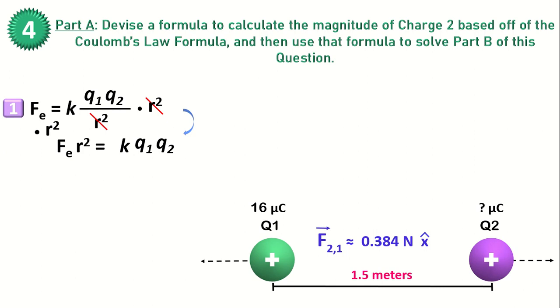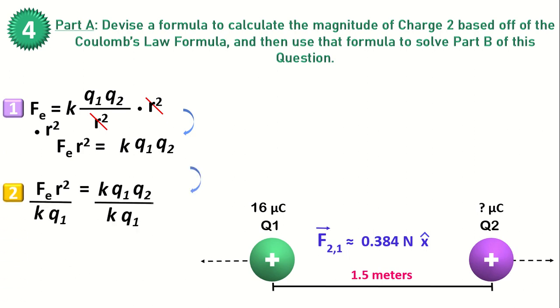Now, to solve for Q2, which is on the right side, all we have to do is simply divide by K times Q1, right? We just have to divide by that term, and then we'll be left with Q2. So on the right side, K times Q1 over K times Q1 will just reduce to 1, and 1 times Q2 is just Q2. So we'll be left with Q2, or charge 2, is equal to the electrostatic force times r squared divided by K times Q1. And remember, on the left side of the equation, we divided by K times Q1, right?